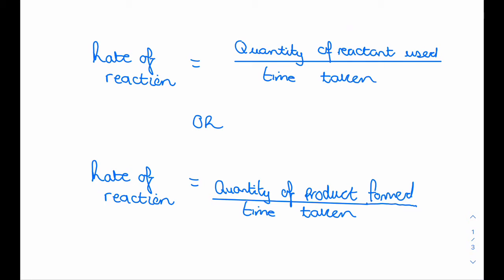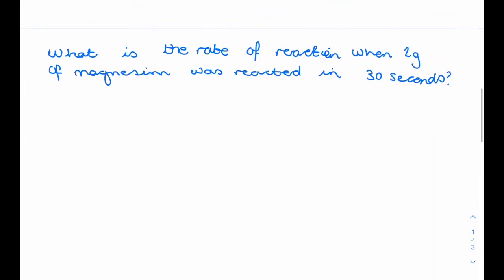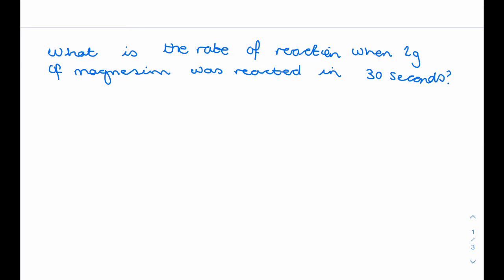So you might want to pause the video and write these two equations out if you've not already got them or you don't already remember them. So the first one I want to go through as an example is, what is the rate of reaction when 2 grams of magnesium was reacted in 30 seconds? So we've got our amount here, 2 grams, and it's the reactants that have been used or reacted in 30 seconds. So that's our time taken.